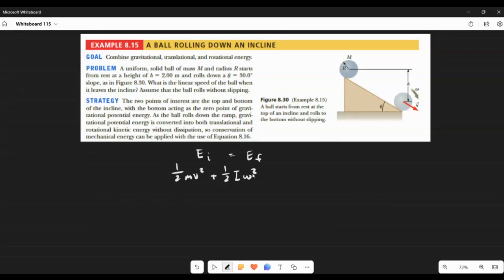This will be our rotational. Once again, that's exactly the same. Instead of mass, we have rotational, or mass moment of inertia, and instead of linear speed, angular speed, and we have a gravitational term. We do the same over here.